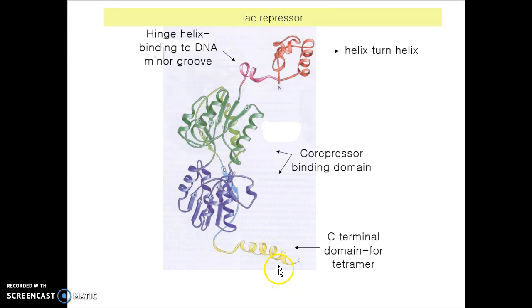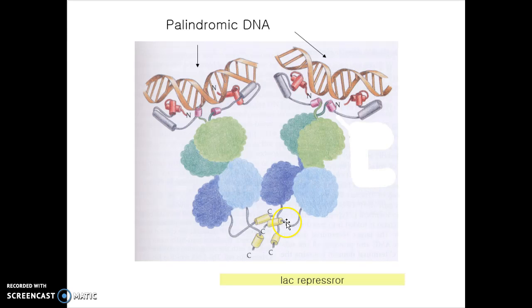Lastly, C-terminal alpha helix contributing to make tetramer. The functional unit is tetramer. The C-terminal alpha helices make a 4 helix bundle. So each 2 dimeric forms make 2 alpha helix-turn-helix.